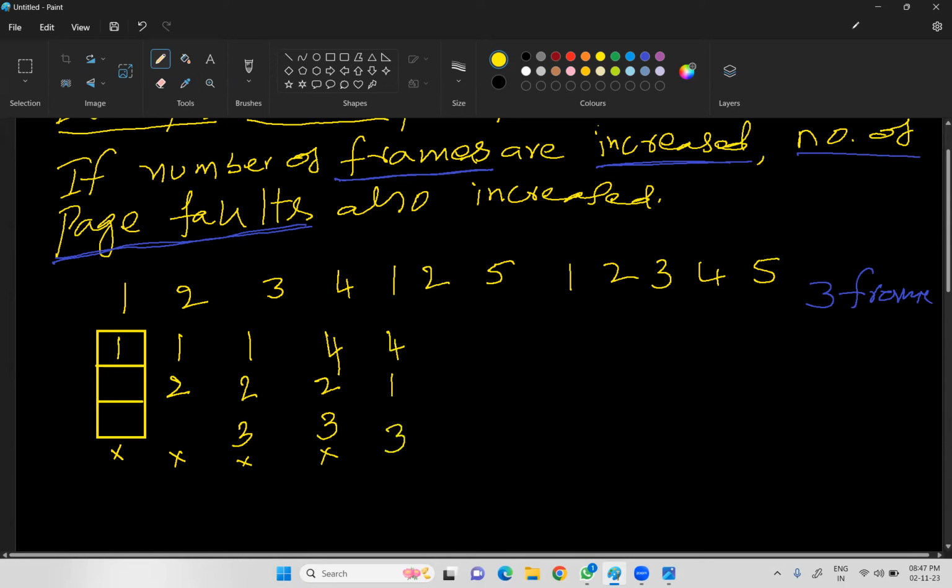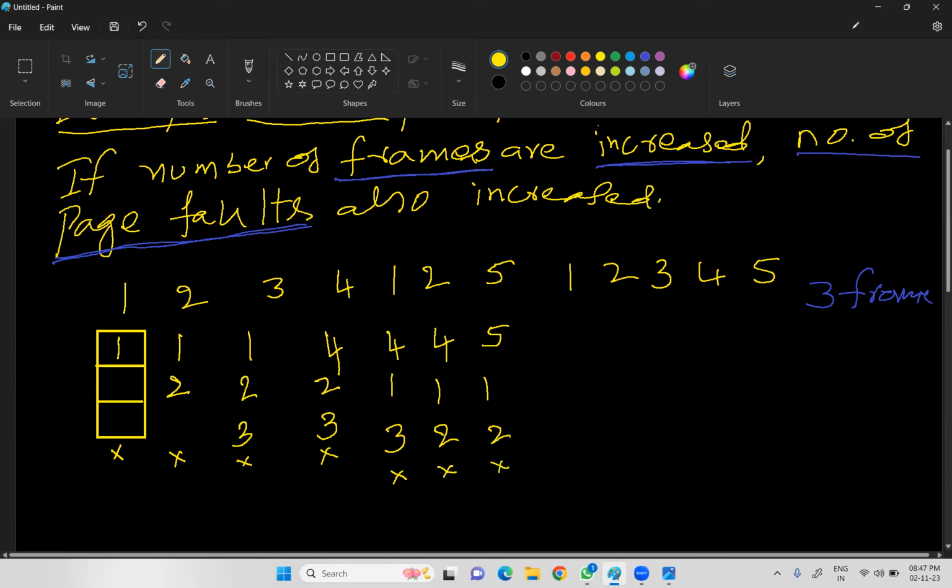And 2 is not available with you. So 4, 1, 2. 5 is not available with you. So therefore the one introduced longest ago will be replaced, so 4 here. So 5, 1, 2. All these are page faults which exist here.